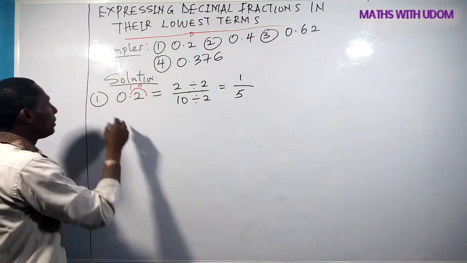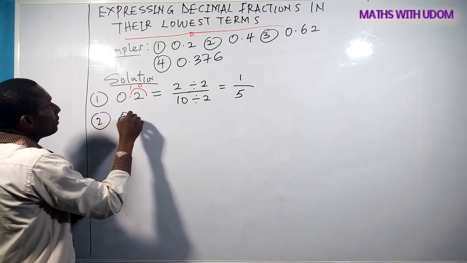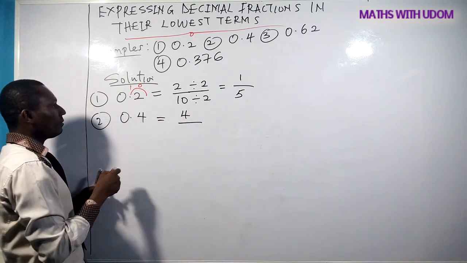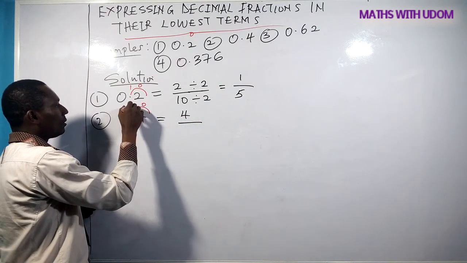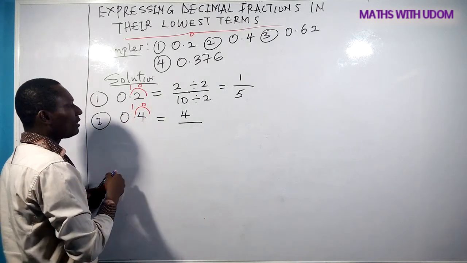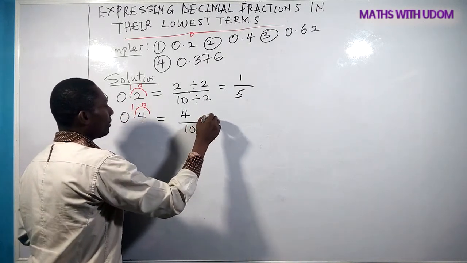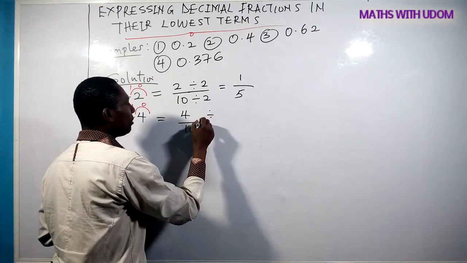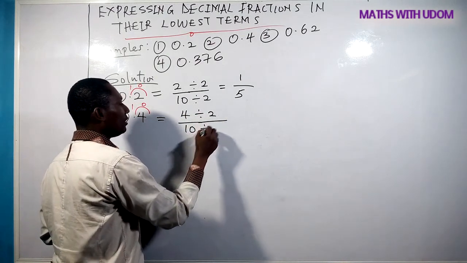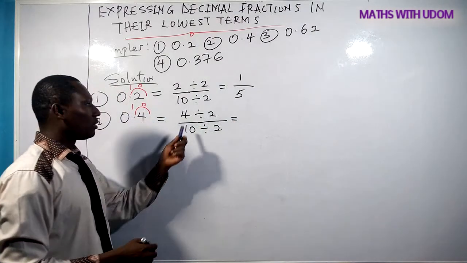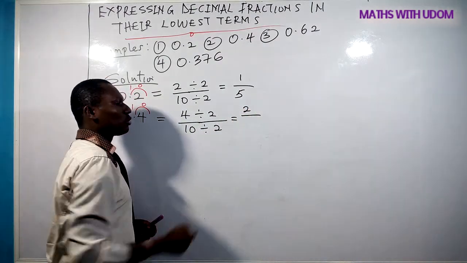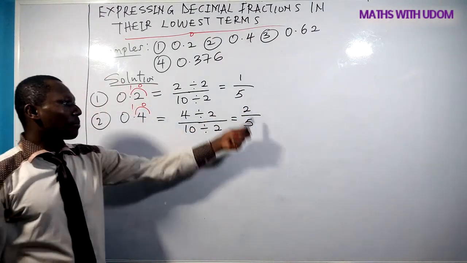Let's have the second example. Number 2, 0.4. I can rewrite this as 4 divided by 10. That is, I move backward from here until I get to the decimal point. So I want to divide the numerator and denominator by their highest common factor. I'm dividing the numerator by 2, denominator by 2, and 4 divided by 2 for the numerator, I will get 2. Then 10 divided by 2, I will get 5. So all these are proper fractions.